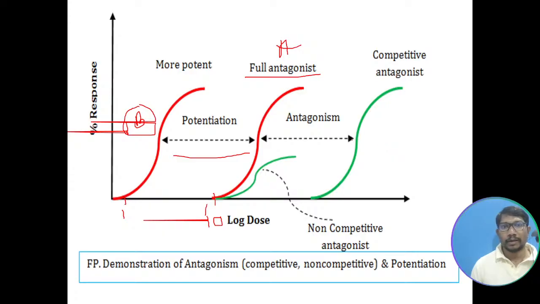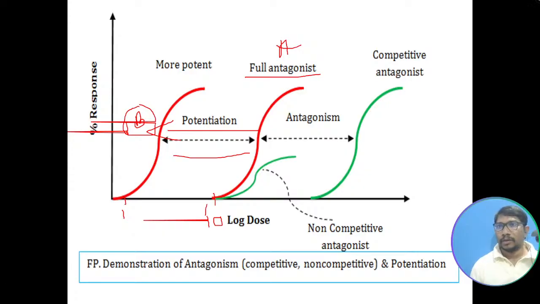B is more potent than drug A, and this phenomenon is known as potentiation. So shifting of log dose response curve towards the left side is known as potentiation. डेफिनेशंस इंपॉर्टेंट है, क्वेश्चन आता है इसके ऊपर. तो शिफ्टिंग है ना, ये जो कर्व है, ये जो आपका प्लॉट है लॉग डोज वर्सेस रिस्पॉन्स ना, शिफ्टिंग ऑफ दिस लॉग डोज वर्सेस रिस्पॉन्स कर्व टूवर्ड्स द लेफ्ट साइड known as potentiation.